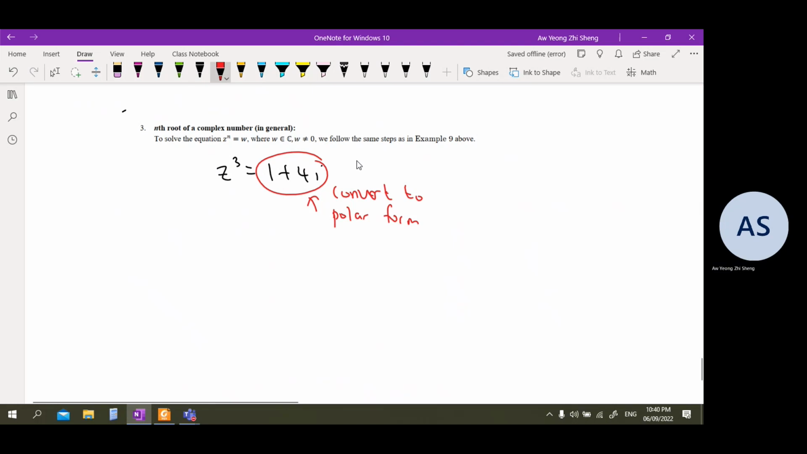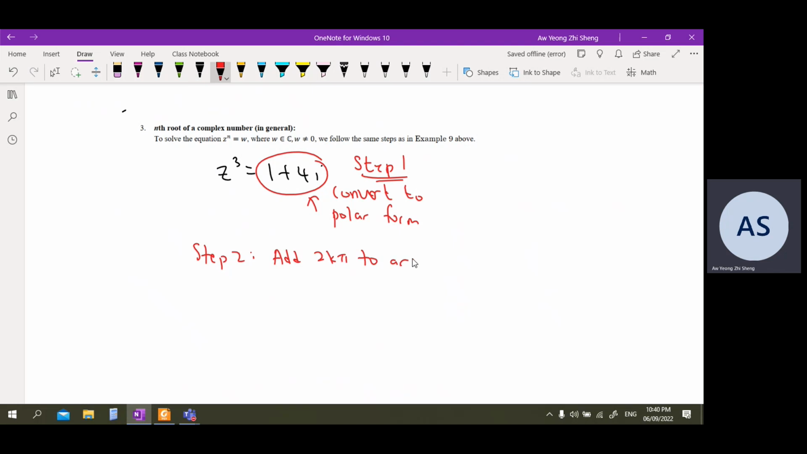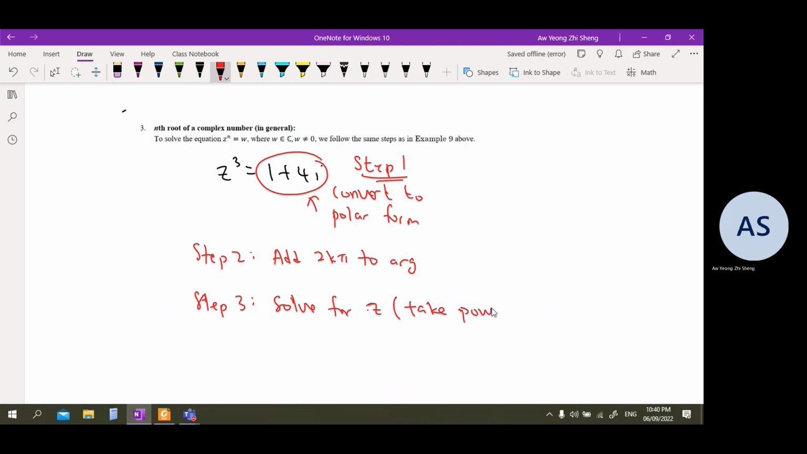Okay, so let me just summarize the step again. Step 1, convert the right hand side to polar form. Step 2, add 2k pi to the argument of the polar form. Step 3, let's solve for z by taking powers. Take power 1/3 on both sides.